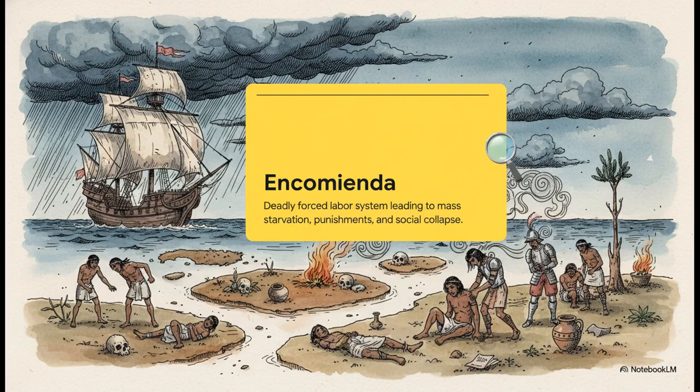So, when the Spanish arrived in the Caribbean, places like Hispaniola, Puerto Rico, and Cuba, they encountered the Taino people, and they quickly implemented a system called the encomienda. It's vital to define this clearly. This was a deadly forced labor economy. And when you combine that forced labor with mass killings and newly introduced diseases, it led to starvation, brutal punishments, tragic rates of suicide, and the total social collapse of the indigenous populations.